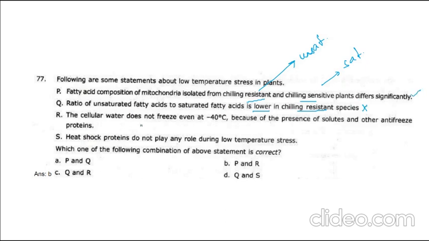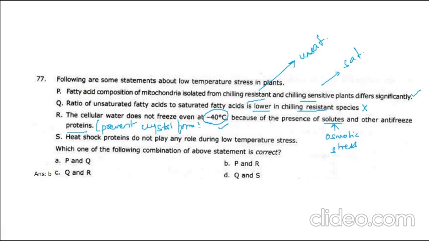The cellular water does not freeze even at minus 40 degrees centigrade because of the presence of solutes and antifreeze proteins. The solutes help the plant to prevent osmotic stress, and antifreeze proteins help the plant to prevent the formation of ice crystals. So this is correct.